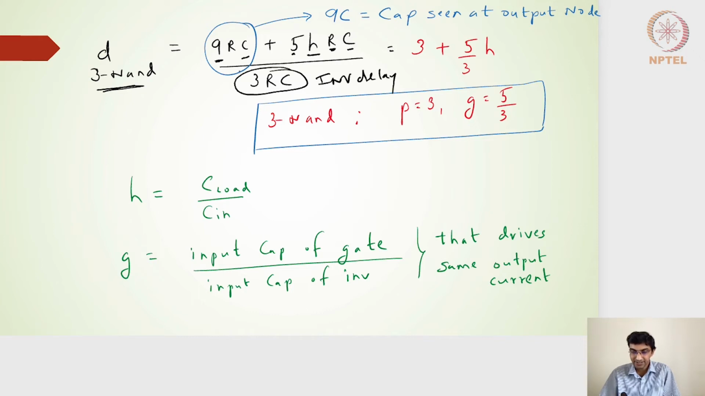So overall, I'll get 9 divided by 3, which is nothing but 3, and then phi h by 3. Where 3 is nothing but the parasitic value, the normalized parasitic value. Phi by 3 into h, so we will take this G as phi by 3 and h as the fan out or the electrical effort.